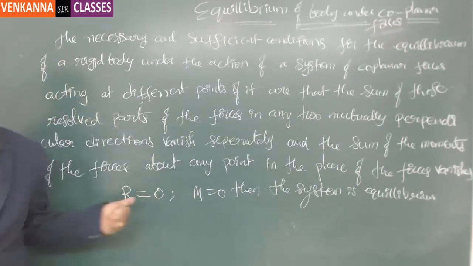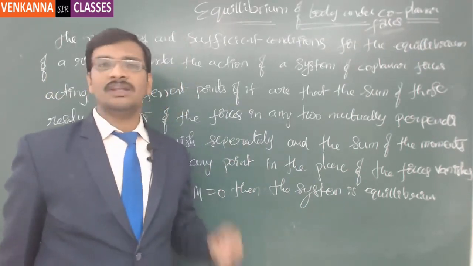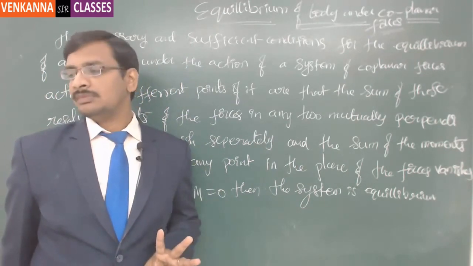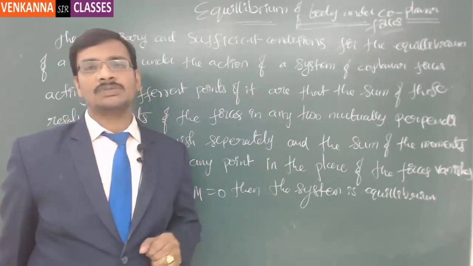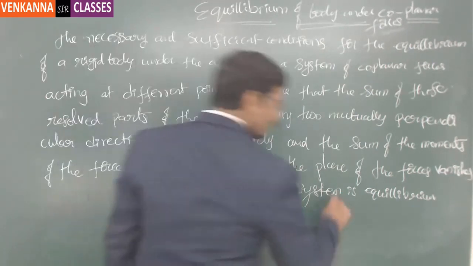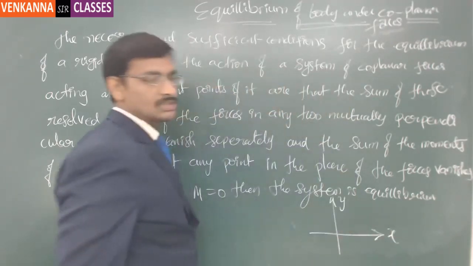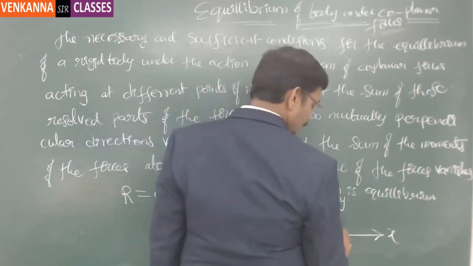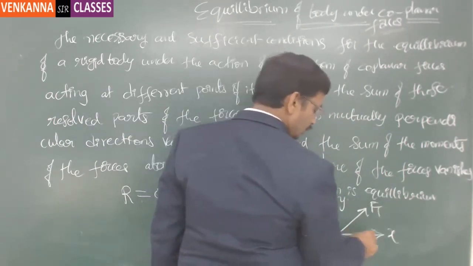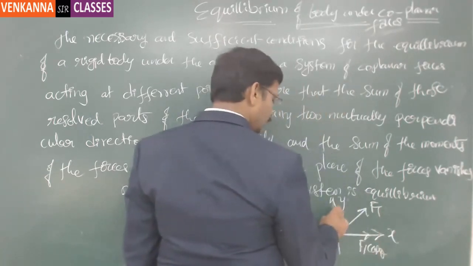Now to assure that R is equal to 0, the simplest way is, even if you have 100 different forces, every force can be made into two different parts which are perpendicular to each other, and those forces along the x-axis and y-axis is the standard convention to resolve any force. Suppose one force is acting like this, F1, then the horizontal component of the force is F1 cos theta and the vertical component of the force is F1 sin theta.